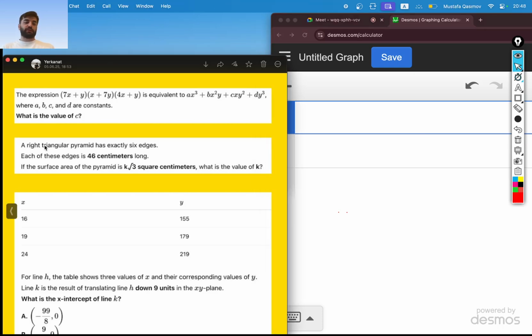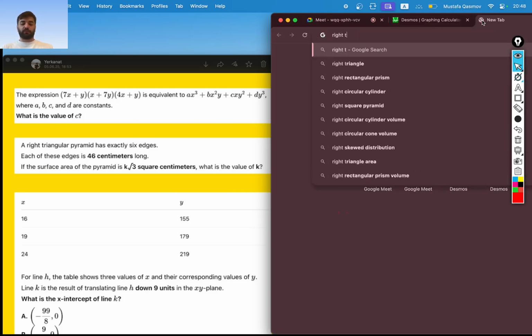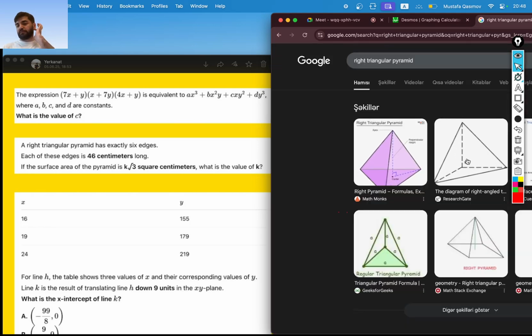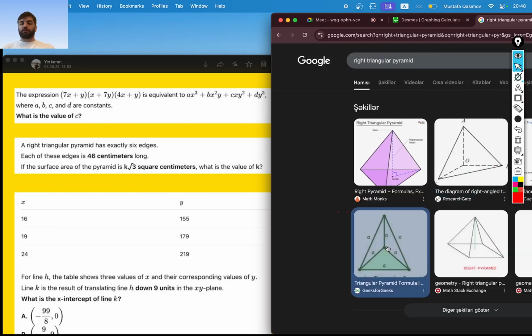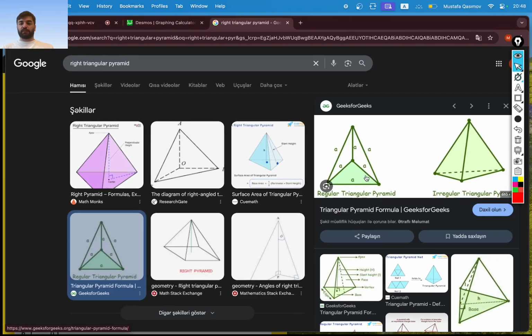We have here a right triangular pyramid. Let's look at what a right triangular pyramid is. So this one is called a right triangular pyramid. It is something like this. You can see that we have here 4 triangles: this base and 3 lateral triangular faces.